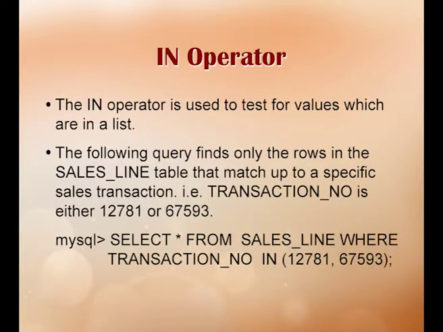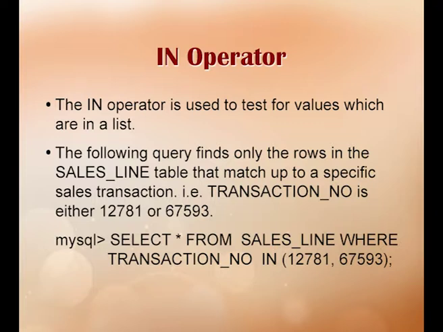Then there is another operator called the IN operator. This IN operator is used to test whether values exist in the data table or not. The following query finds only the rows in the sales line table that match a specific sales transaction, that is, the transaction number is either of two values. So I am taking both transaction numbers into consideration, and I have to see whether any sales line transaction exists or not.